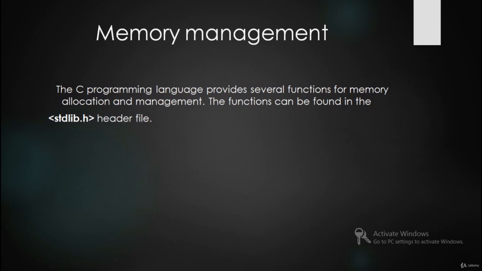Hi, in this topic we are going to learn something about memory management. The C programming language provides several functions for memory allocation and management. The functions can be found in the stdlib header file. Now, when we store a name of a person, we can have an array size, and if we don't know the size, we can assign it a maximum of 100 characters, thereby getting char name and then the array size. But in instances whereby we do not know the length or the size of the char we want to store, we can use dynamic memory allocation.